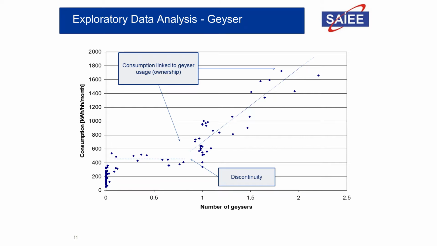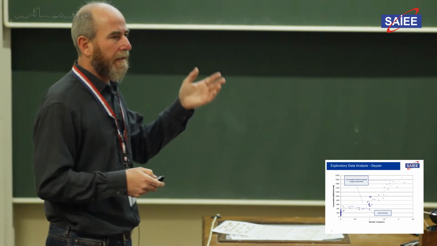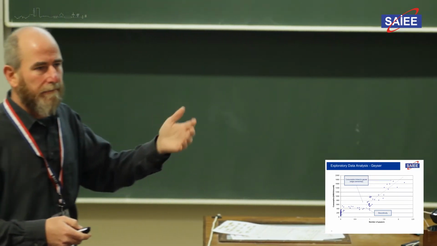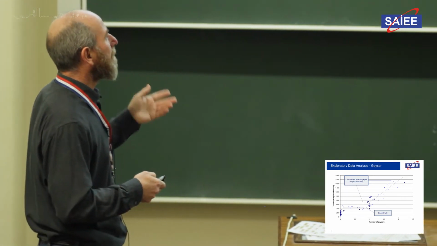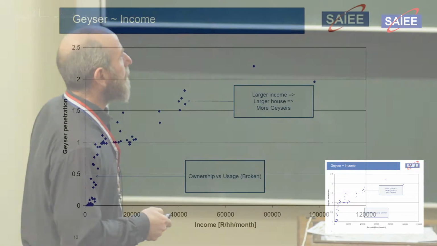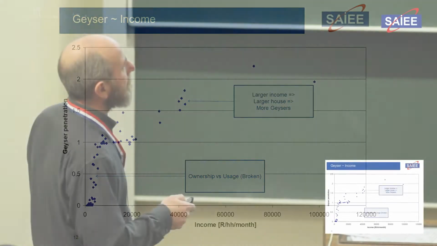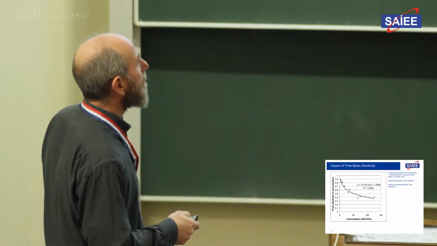What was happening here is that we found geyser ownership, especially in the lower income areas. You might have a geyser, but if it is broken or not serviced, it doesn't actually add to the load that much. I'm going quite quickly through some of these now. The other one that we saw is the income to geyser penetration. Also some relationship. I don't want to go too deeply.